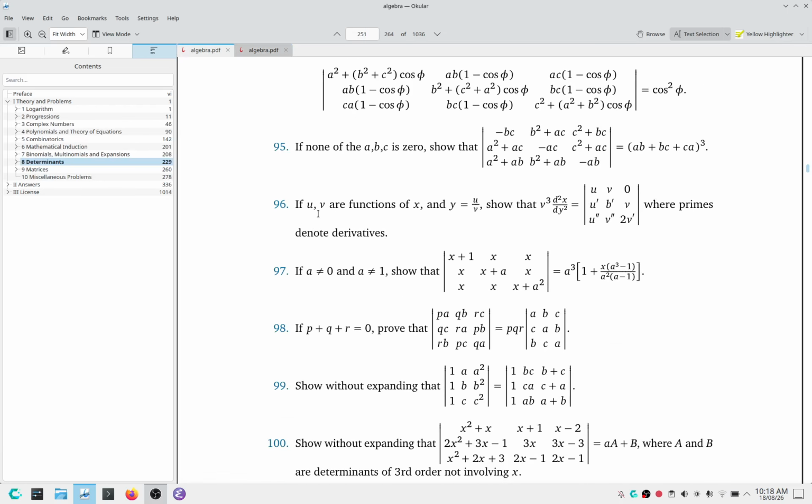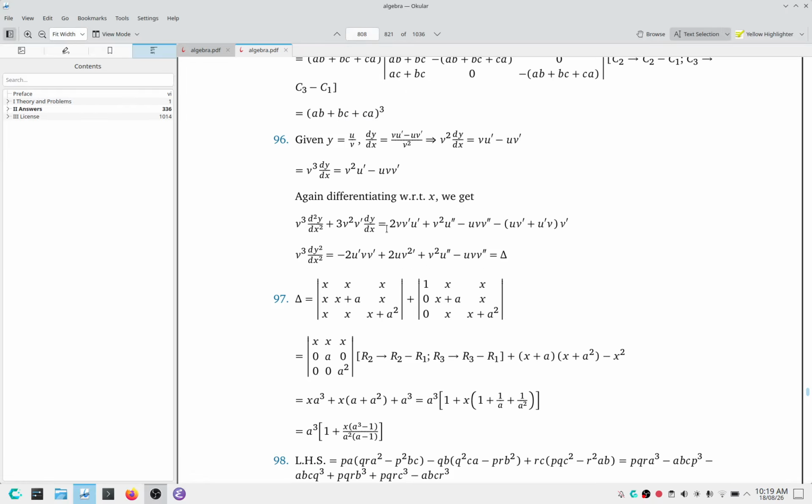Question 96 is that if u, v are functions of x and y = u/v, show that v³ d²y/dx², this is the second order differentiation of y with respect to x, is equal to the determinant |u v 0; u' v' v; u'' v'' 2v'|, where primes denote derivatives. So u' is the first order derivative and u'' is the second order derivative. So we have this question.